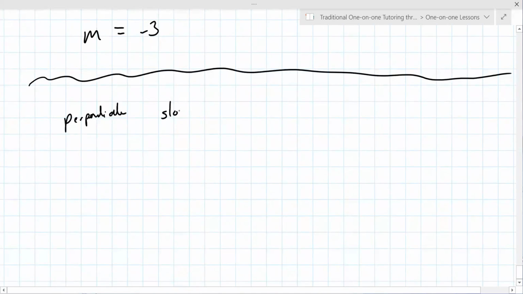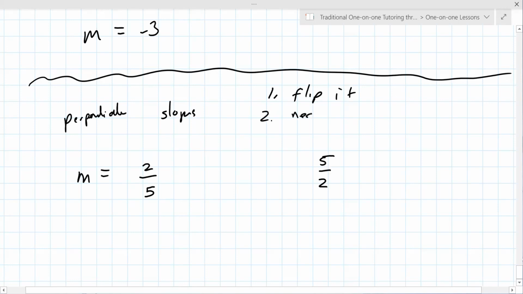Perpendicular slopes. I'm going to give you a slope. The slope is 2/5. For the perpendicular slope, you have to do two things. The first is you have to flip it. So what is the flip of this? How do you flip 2/5? That's 5/2. The second is you have to negate it. So it becomes negative.